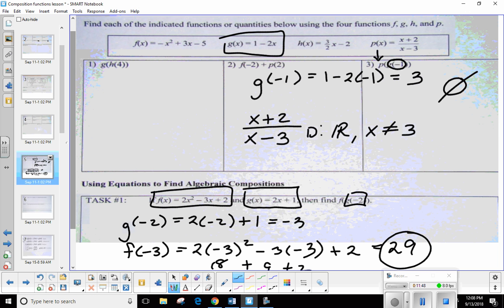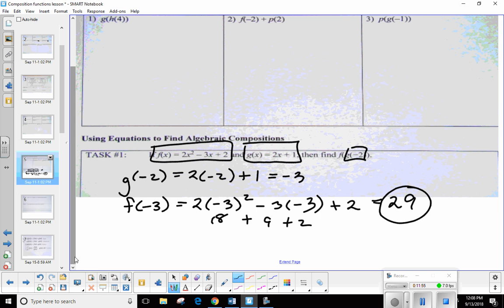All right. So let's see what else we have here. Now, this was actually part of something bigger. I just wanted to use it as an example. So we've got f of g of negative 2. We got 29. We just talked about it, right? Now we're going to try something different.